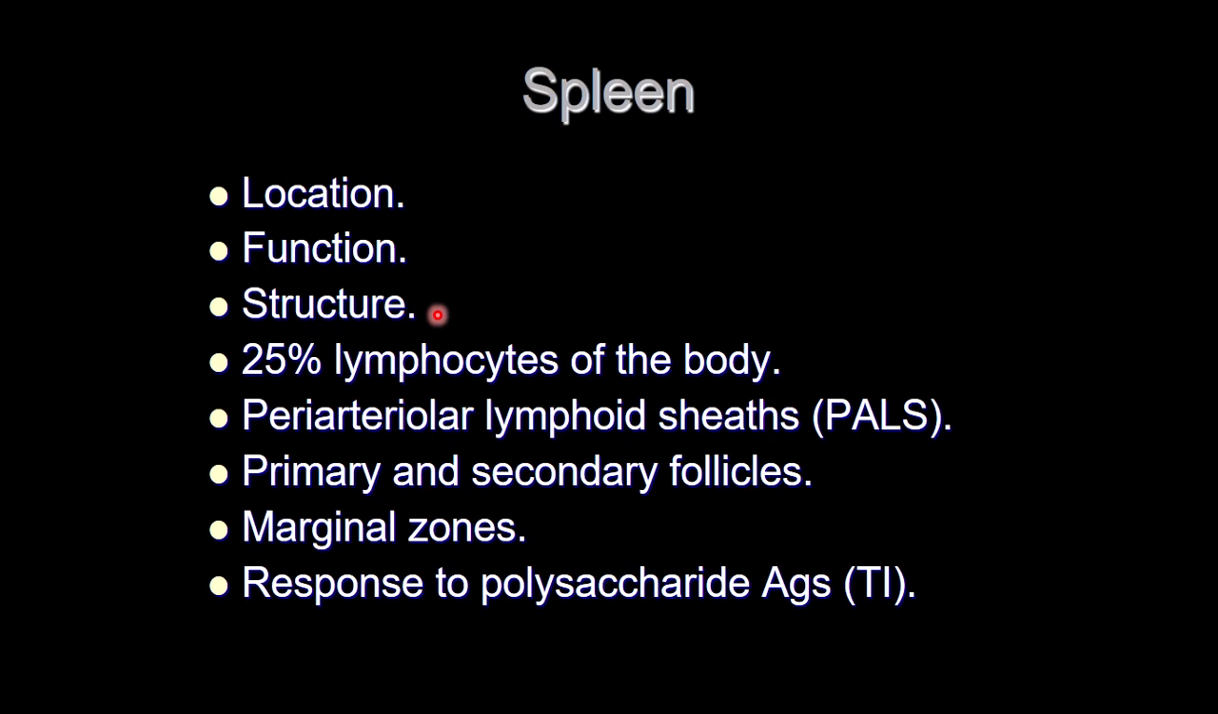and the white pulp, looking like this, is where the white blood cells are stored. You can see around 25% of the lymphocytes of our body are stored in the spleen. So a very large number of lymphocytes are stored in the spleen. That's why when they do research on animals and you want to take lymphocytes, you go to the spleen of the animal and get the lymphocytes out of the spleen.